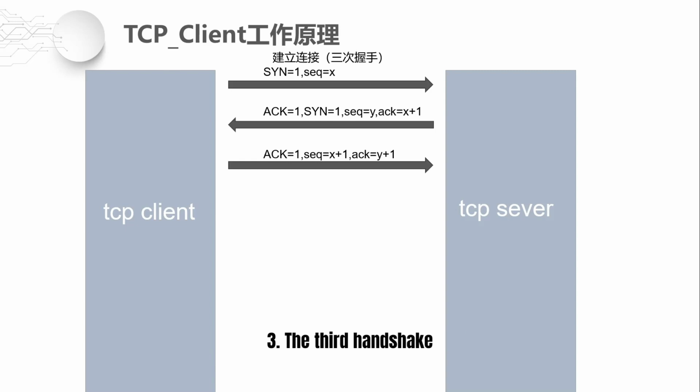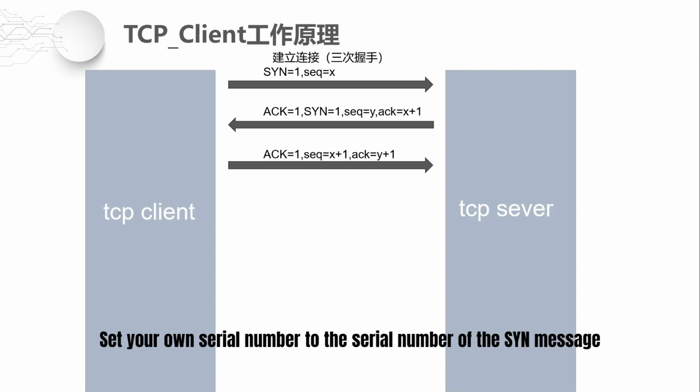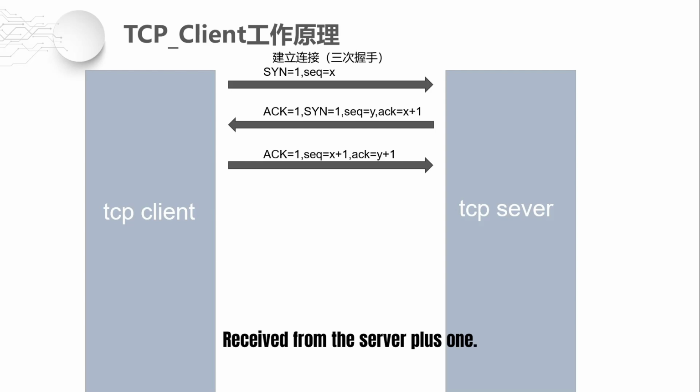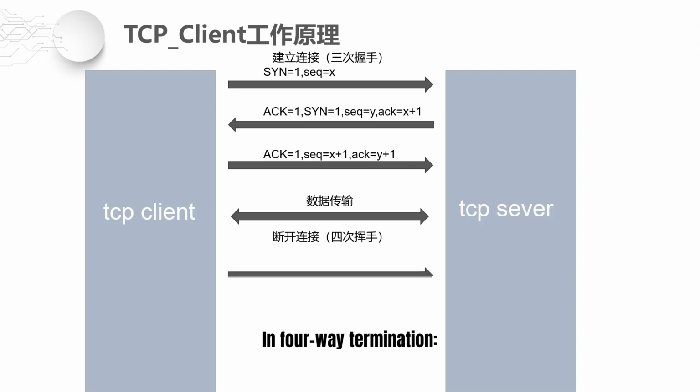3. The third handshake. After the client receives the message with the SYN and ACK flags sent by the server, the confirmation number is set to the sequence number of the SYN message received from the server plus 1. It sets its own sequence number to the acknowledgment number received from the server. Enter established state. The three-way handshake is completed. 4. After the connection is established, data can be exchanged. Then comes the four-way termination.